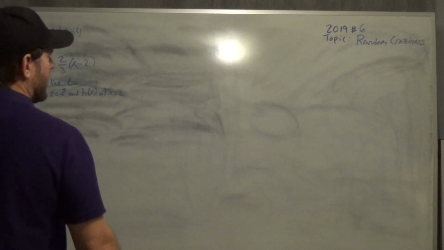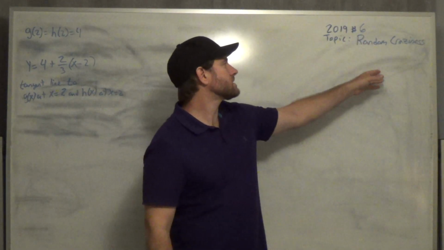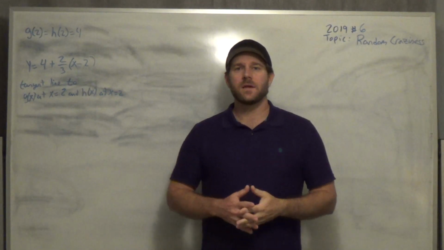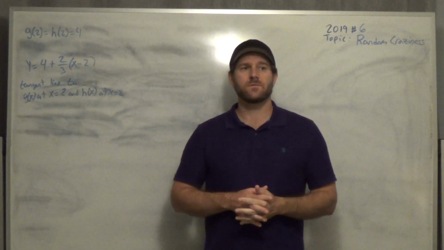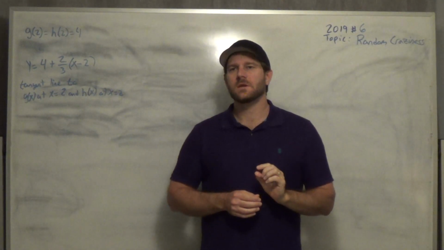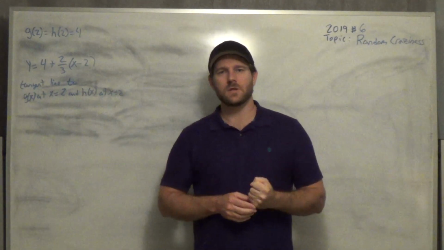Hi, AB Calculus class. This is 2019 question number 6, and I call the topic Random Craziness. You might see stuff like this on your AP exam this year. It's just a lot of information everywhere, and the great thing about this question is there's at least an important piece of information to reach out and grab that I need you to understand.